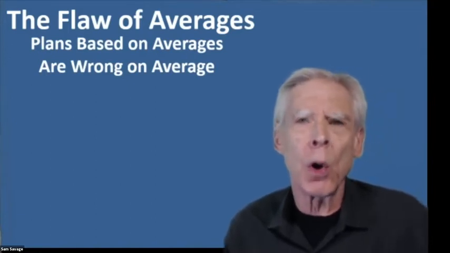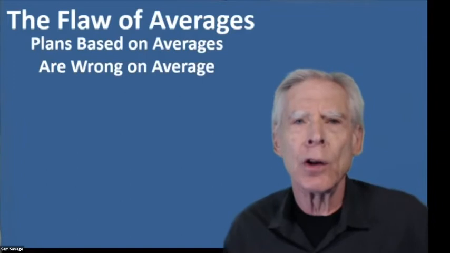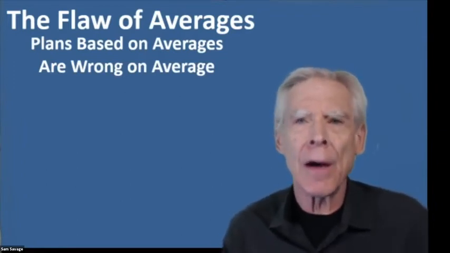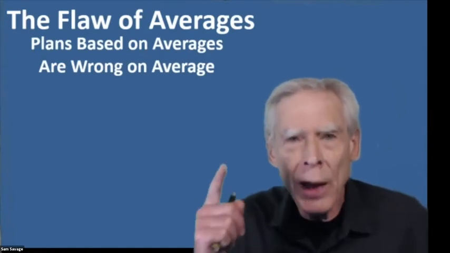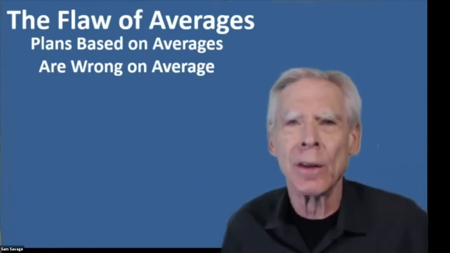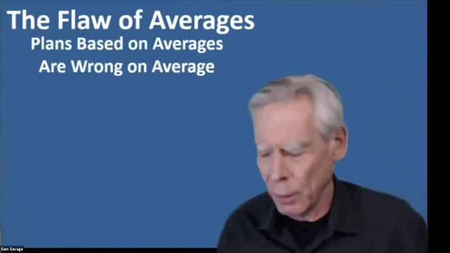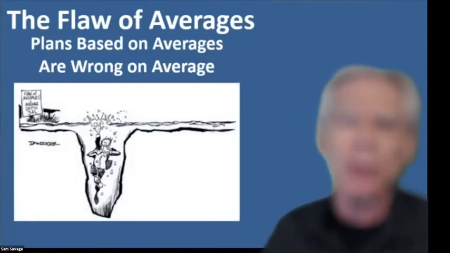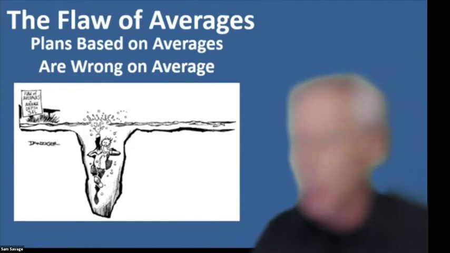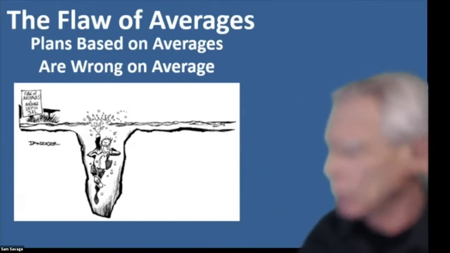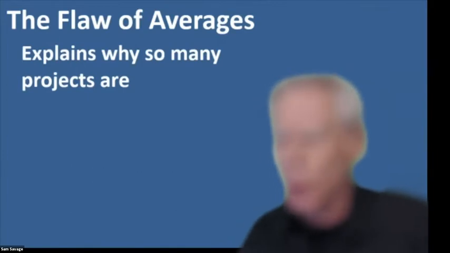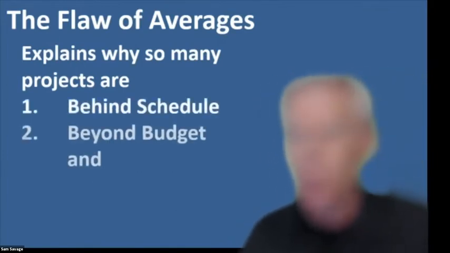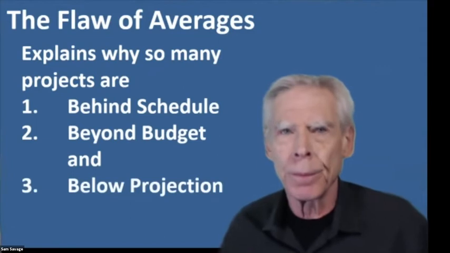Look, when you flip a coin and you say that you're going to get a half of a head and a half of a tail, you're right on average. This is worse than that. So, for example, consider the statistician who drowns in the river that is on average 3 feet deep. That's a classic case of the flaw of averages. It explains why so many projects are behind schedule, beyond budget, and below projection.